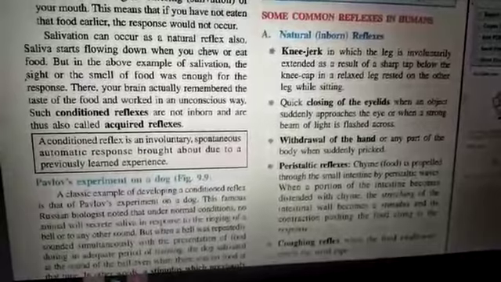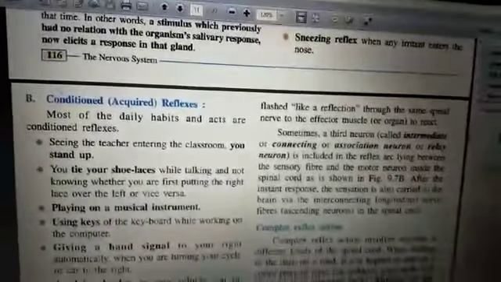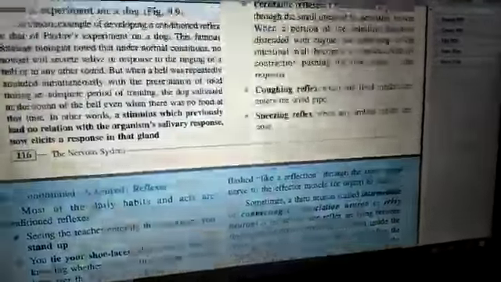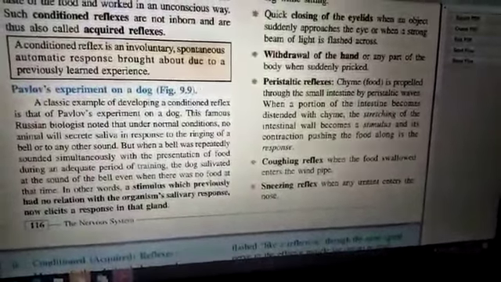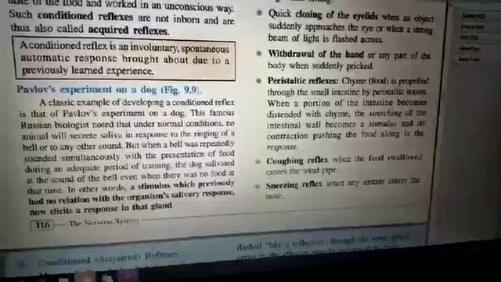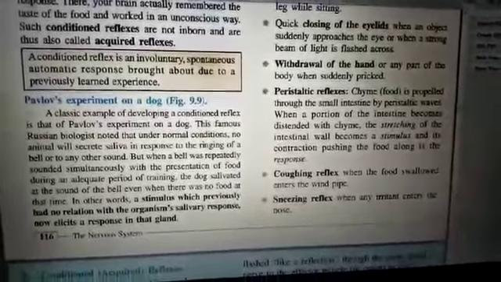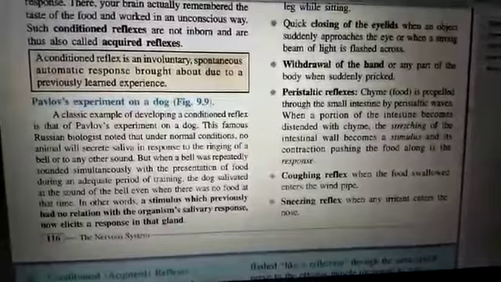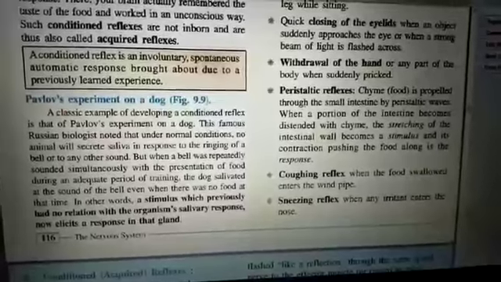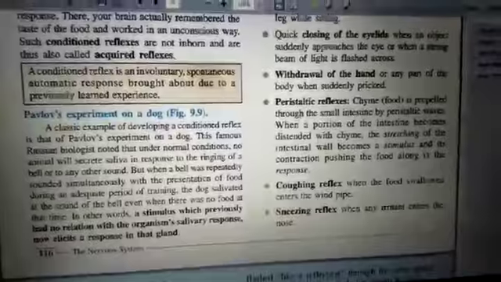Then withdrawal of a hand or any part of the body when suddenly picked up. Then peristaltic movement: chyme, the food, is propelled through the small intestine by the peristaltic waves. When a portion of the intestine becomes distended with chyme, the stretching of the intestinal wall becomes a stimulus and contraction takes place. Chyme is nothing but food in the digestive system.